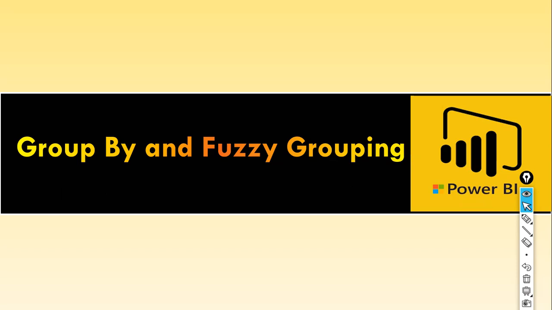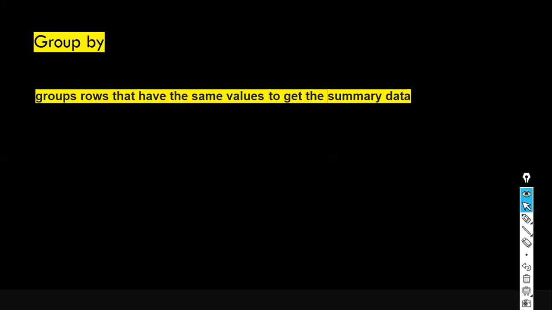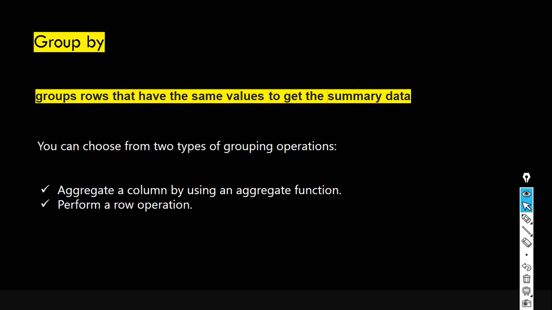What is group by in SQL? If you want to present the data as summary data, you want to group the rows that have similar values to get the summary data. In that kind of situation, we perform the group by operation. This is very common in almost all RDBMS systems. There are two types of grouping operations.